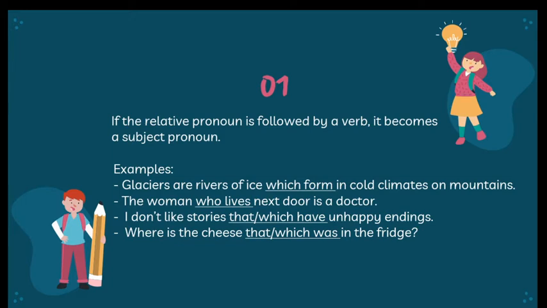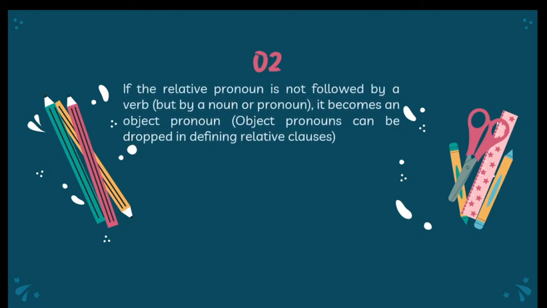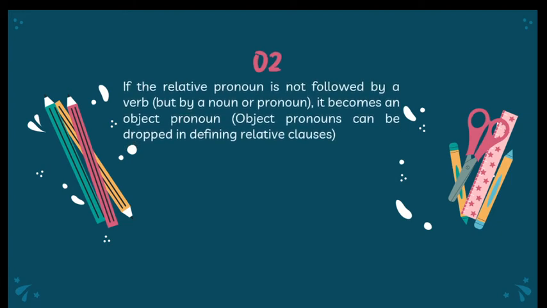Let's continue. If the relative pronoun is not followed by a verb, but it is followed by a noun or pronoun, it becomes an object pronoun. And something important, object pronouns can be dropped in defining relative clauses. We will see this in a moment. Let's continue.